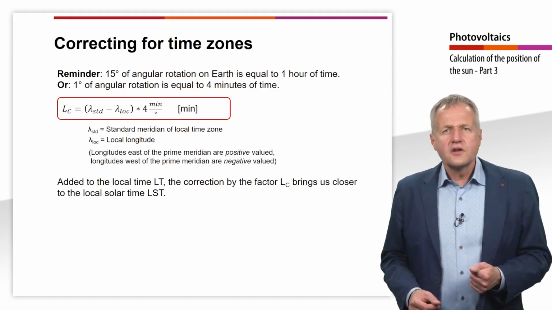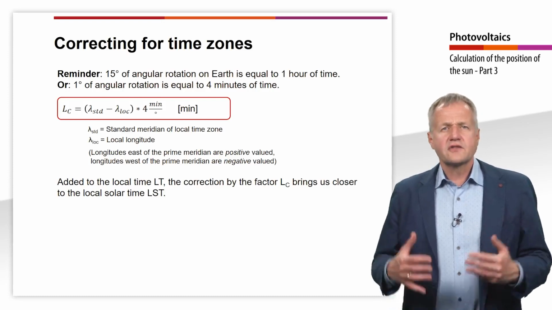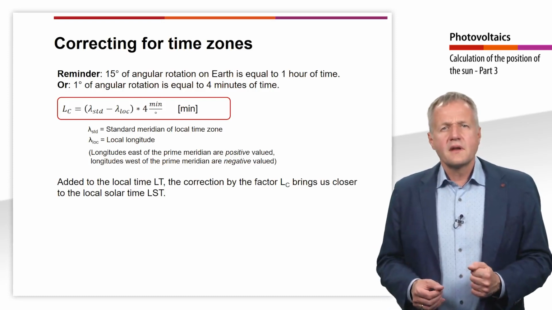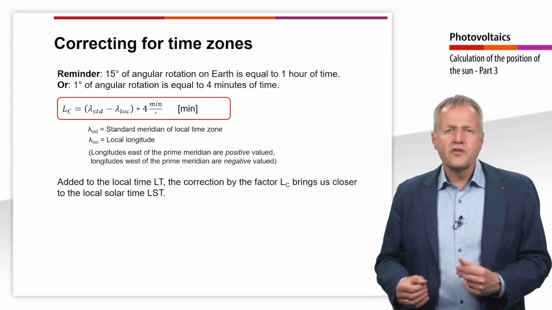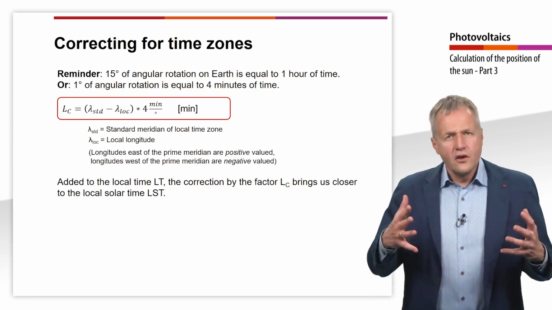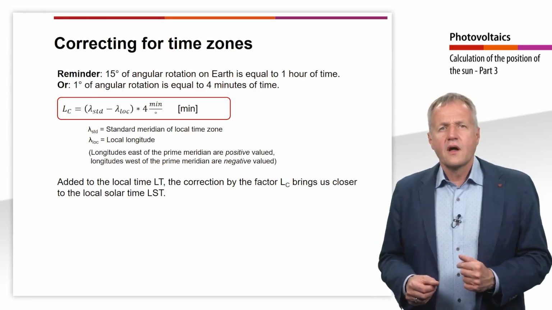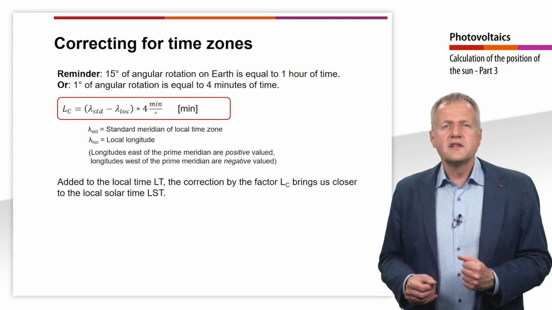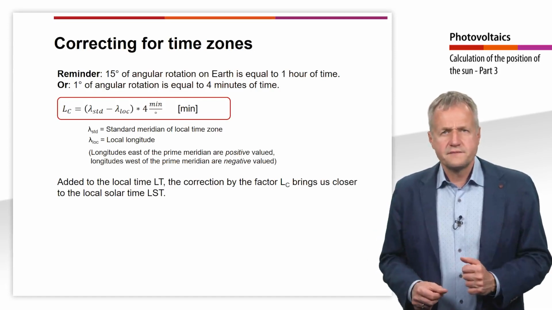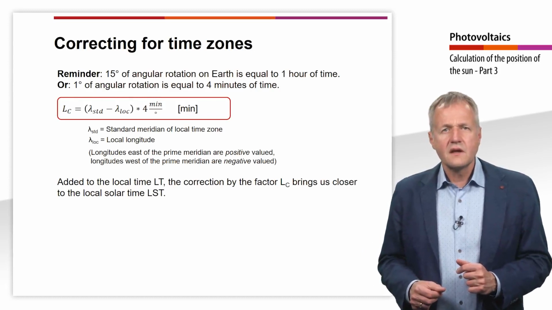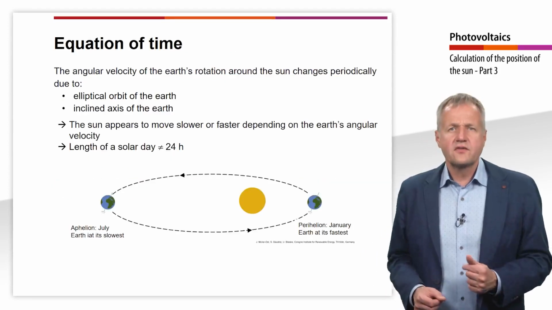Added to the local time LT, the correction factor LC brings us closer to the local solar time. However, we still need to consider another fact. This brings us to the time equation.